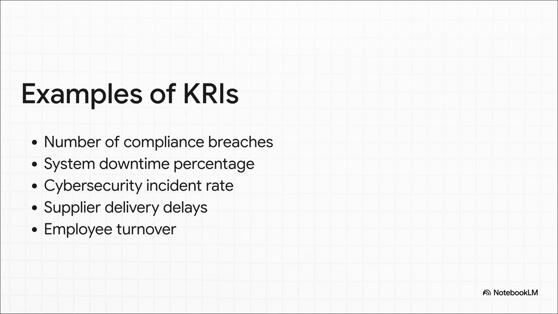And this isn't some abstract theory, right? Think about it in a real business. Let's say the number of supplier delivery delays starts to creep up. That could be a KRI for a huge supply chain breakdown. Or what if employee turnover in a critical department suddenly spikes? That's a massive red flag for operational risk. These numbers tell a story if you know how to listen.